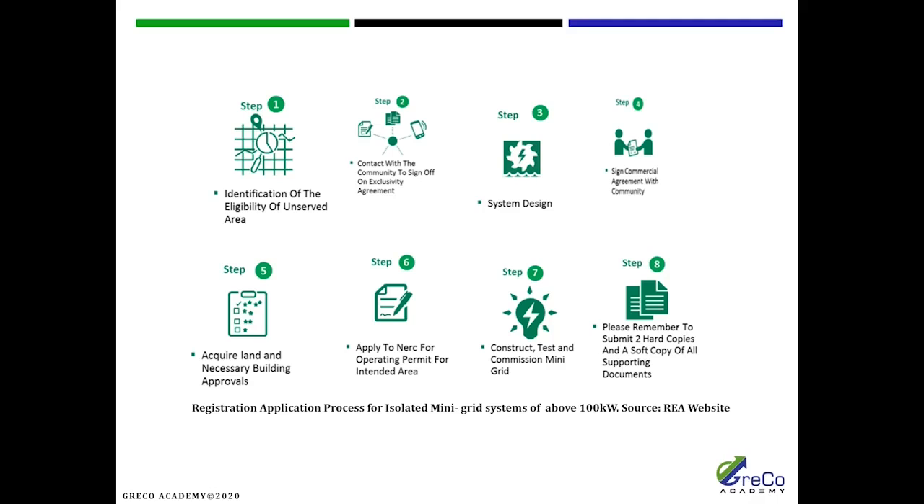Next, he contacts the community to sign an exclusive agreement, meaning that no other developer will be able to come to that area after he, as the first person, has come into that community and has an agreement with such community. The third is a system design, after which they will now sign a commercial agreement with the community.